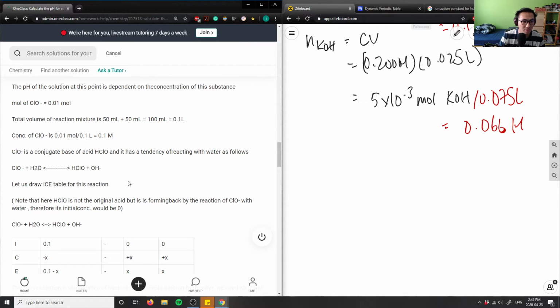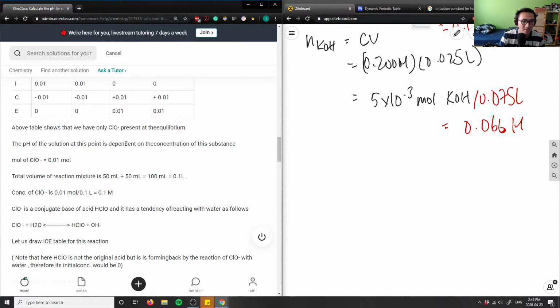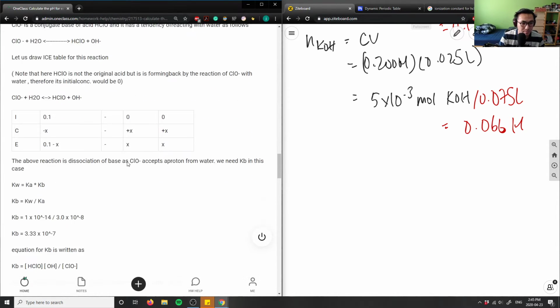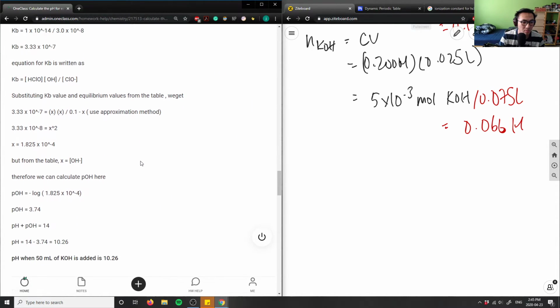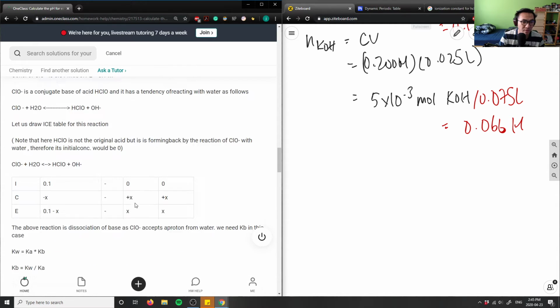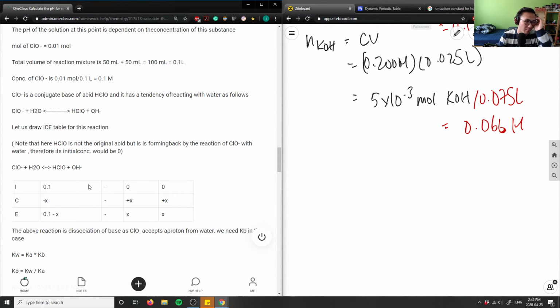Let me see, the pH of the solution is dependent on the concentration of the substance. So in this case, the concentration would just be 0.01. So you can find the negative log of that to figure out your pH here. So pH when this is 50 milliliters. What they're doing here is they have, again, 0.01.